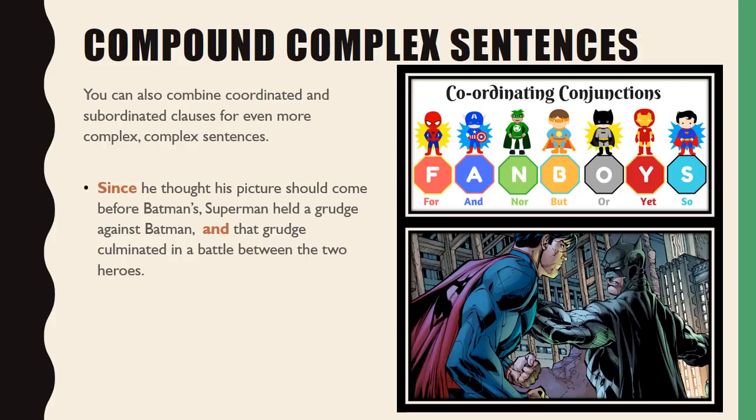subordinated clauses. He thought his picture should come before Batman's. Superman held a grudge against Batman. Both of those are subordinated. They're showing the cause and effect of why Superman is holding the grudge, what causes Superman to hold the grudge. And then we have the coordinated part of the sentence, and that grudge culminated in a battle between the two heroes, which just adds a little bit more detail to this idea of what's going on with this grudge. So at this point, you should have some notes about what coordinated and subordinated complex sentences are, and you're going to be asked to practice them from here on out.